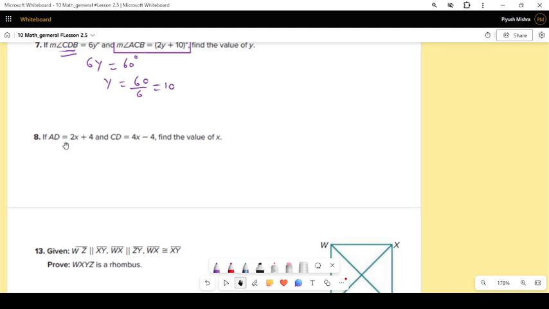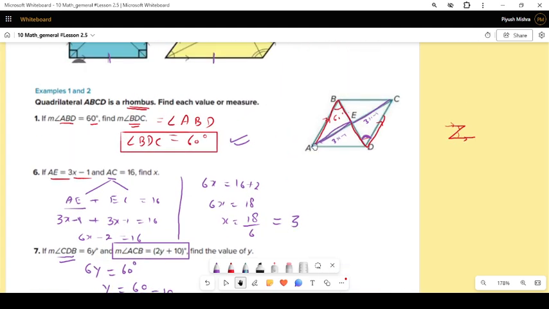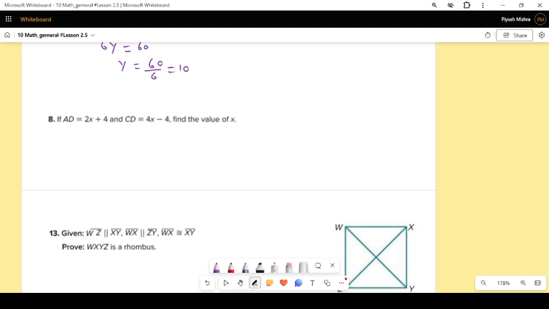Going to the next question. This time it is telling AD and CD. Where is AD, where is CD? If I go here, AD is this side and DC is this side. I know this is a rhombus, clearly written. So all the sides will be equal, so I can write here that AD is equal to CD because of the rhombus.